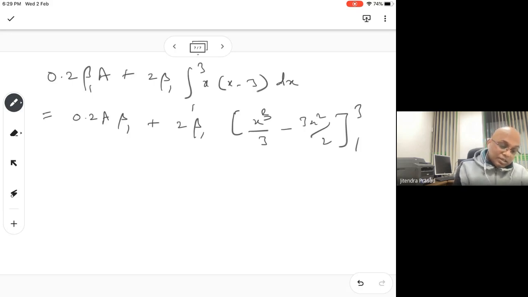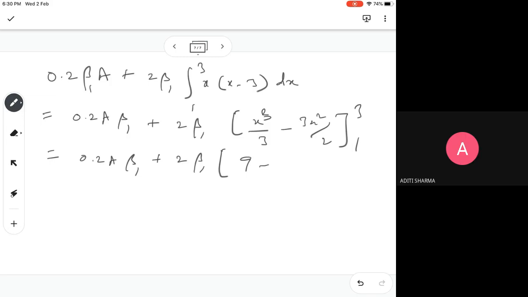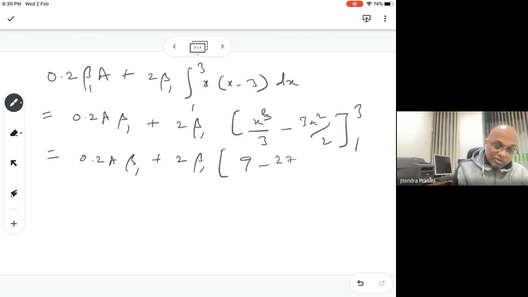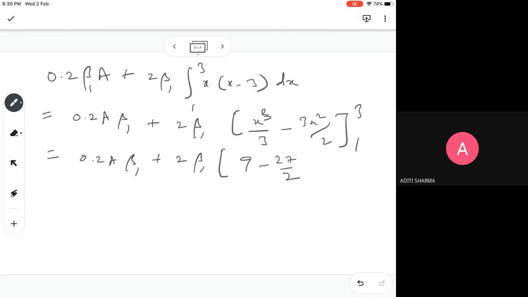This is equal to 0.2 A beta 1 plus 2 beta 1, and here we have 9 minus 27 by 2. Okay, so this is 27 by 2 minus 1 by 3 plus 3 by 2.